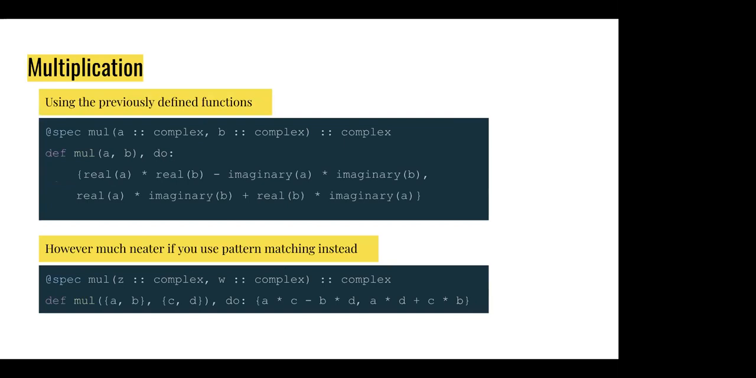Okie doke. So, multiplication. Following that formula that I showed you on the previous slide for multiplying two complex numbers, I've inserted those, except I'm calling the functions I've defined before for real and imaginary. However, again, I can just use pattern matching, and I don't need to do that. I can just literally call the values straight off. So the lower line is just AC minus BD for the real part, and AD plus CB for the imaginary part, and I return it in a tuple.